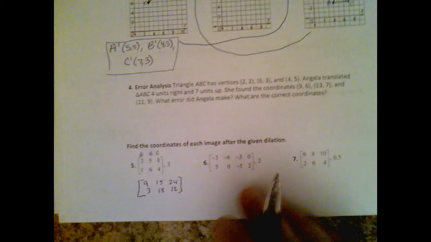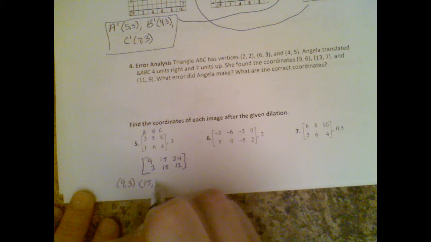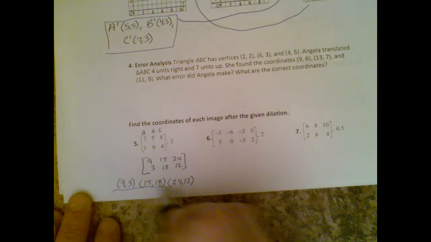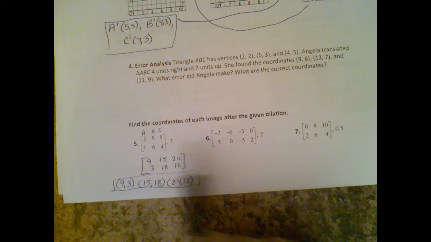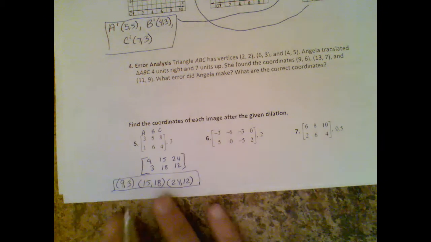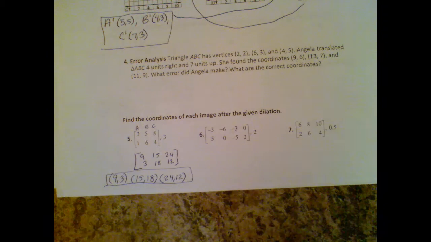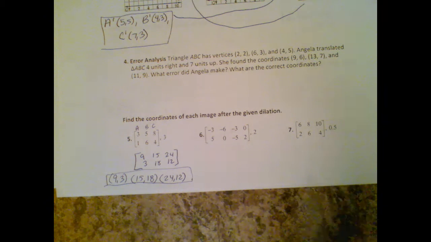So then our new coordinates, if we ended up dilating these, would be 9, 3, 15, 18, and 24, 12. Each of the columns gives you a new coordinate. Make sure again, if this scalar factor is a number greater than 1, then if you plot these original coordinates and these new ones, the image, the triangle, gets larger. If the scalar is less than 1, then the object it forms gets smaller.